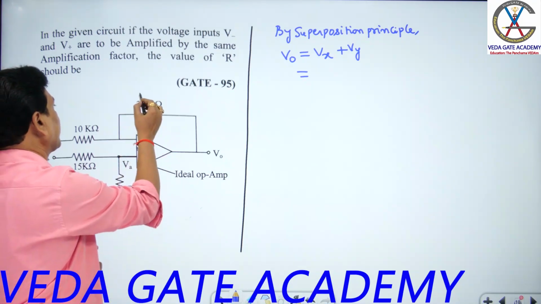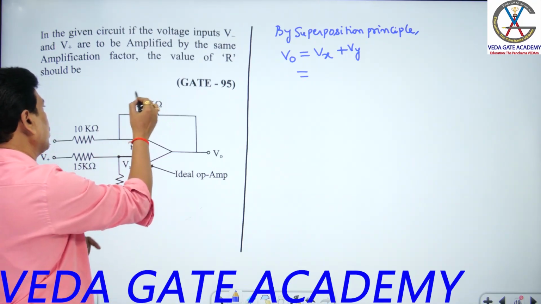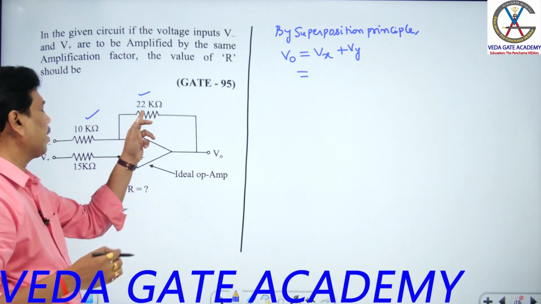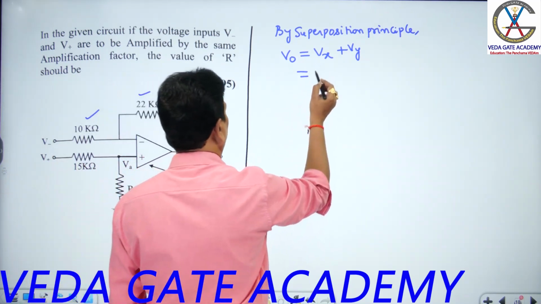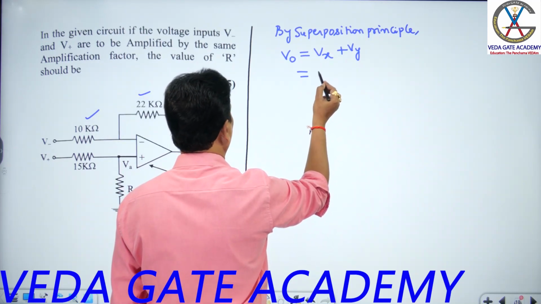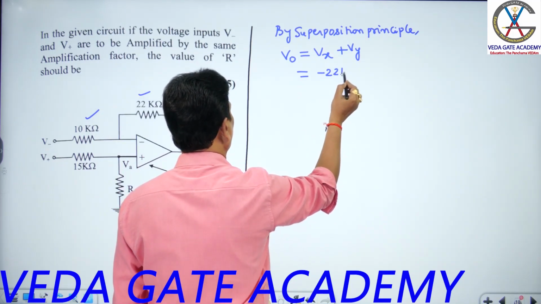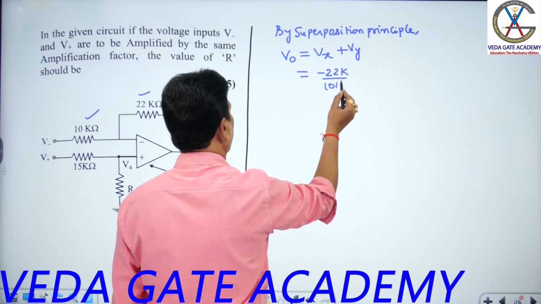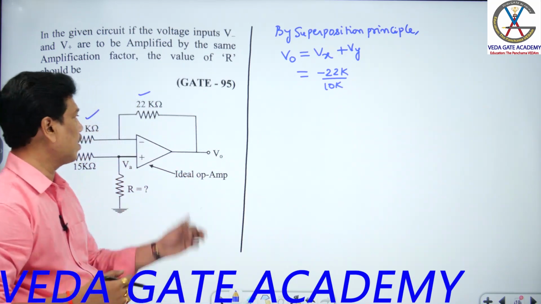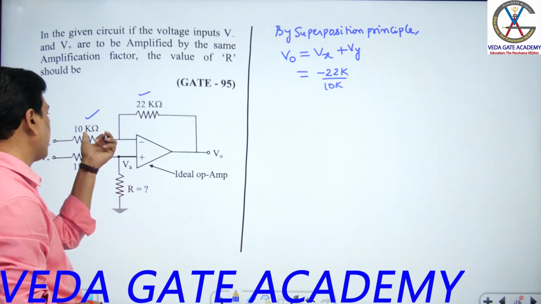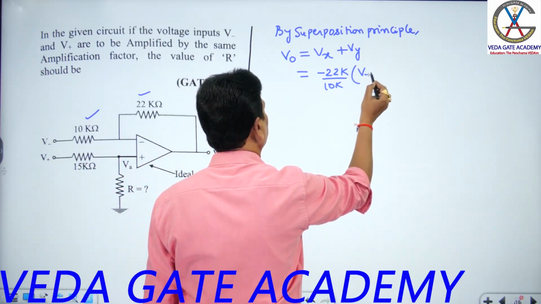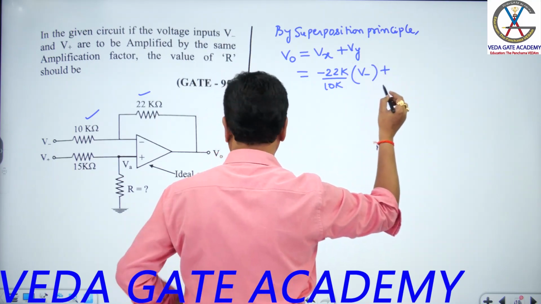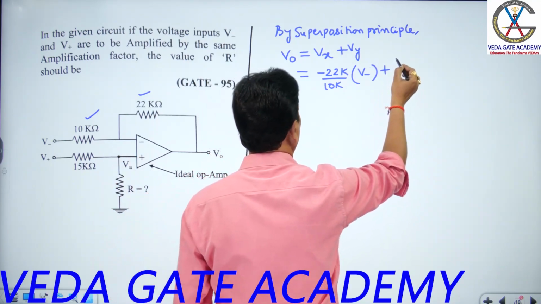The gain defining factors are these two: Ra plus is 22K and this one is 10K. First I go for Vx, by the inverting input, you know: minus 22K by 10K into the concerned input voltage, that is V minus. Vy is the output by the non-inverting input condition.